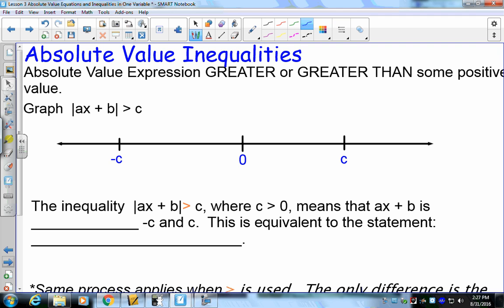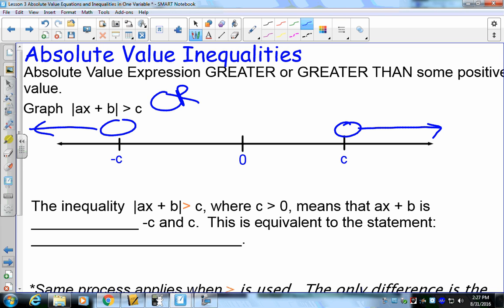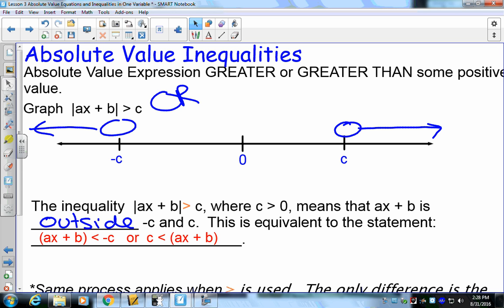All right, when it's a greater than, it's an or statement. And when we have an or, it's like the two oars on a boat. Our shading is happening in the opposite direction. Okay, so the inequality ax plus b is greater than c means that it's shaded outside the negative c and c, meaning it's shading going in the opposite directions. Now we can't write a compound statement for this. An or, they have to be two separate inequalities. So it looks like this.